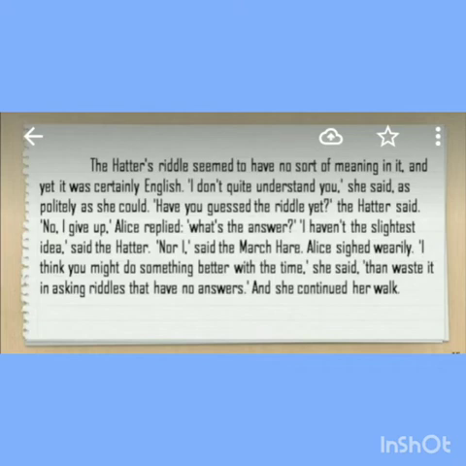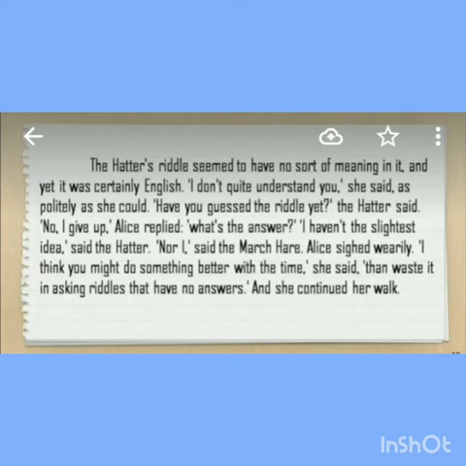"Have you guessed the riddle yet?" the Hatter said. The Mad Hatter is asking Alice. "No, I give up," Alice replied. "What's the answer?" So, I don't know the answer, can you give me the answer, Alice is saying to the person. "I haven't the slightest idea," said the Hatter.